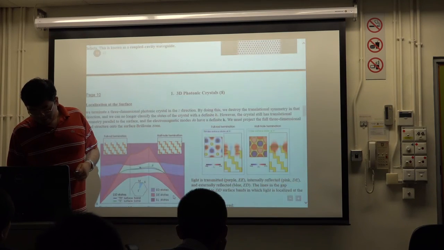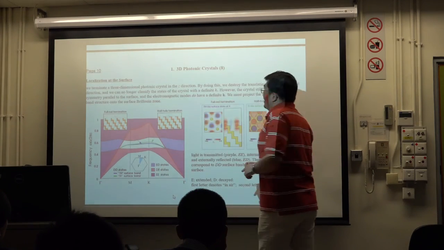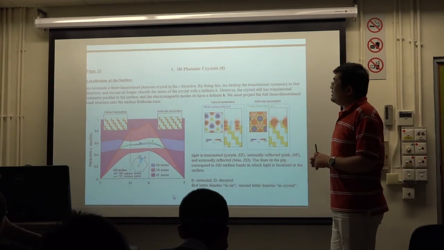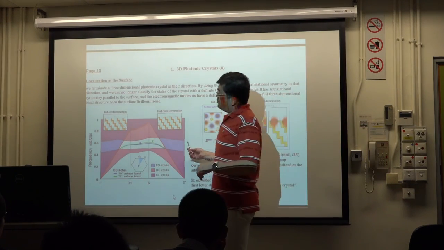This is the line defect. Finally, I think this is the most difficult part: the localization and the surface, I mean the surface state. This band diagram is a little bit difficult.